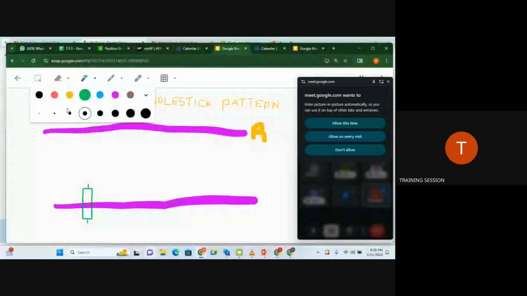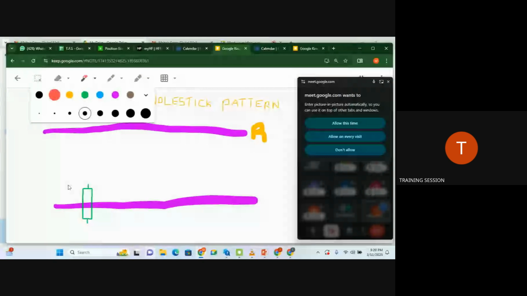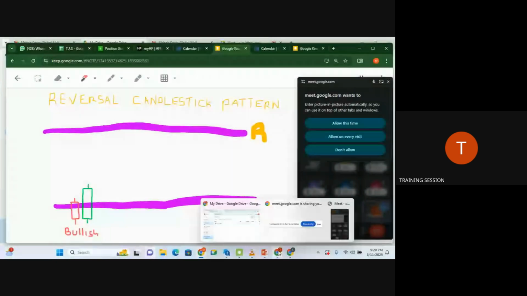So we have bullish engulfing. Bullish engulfing simply means the bearish candle is smaller and is being engulfed by the bullish candle. Bullish is the same as buy. When you hear bullish again, remember I said bullish is the same as buy. So the buy candle is engulfing the bearish.